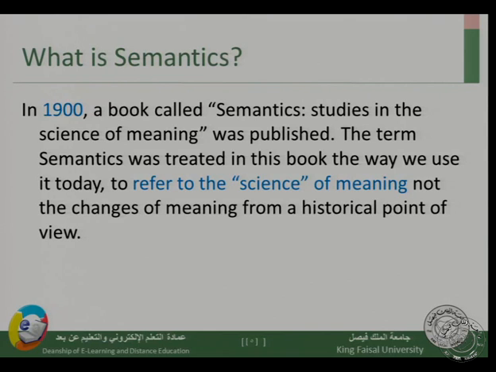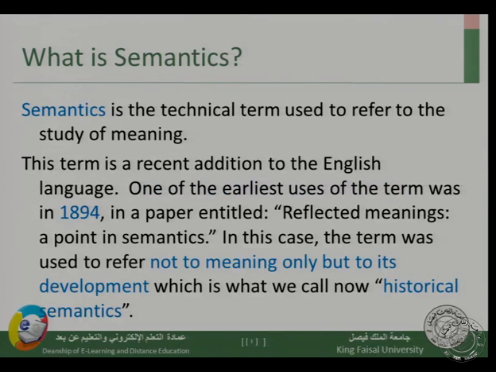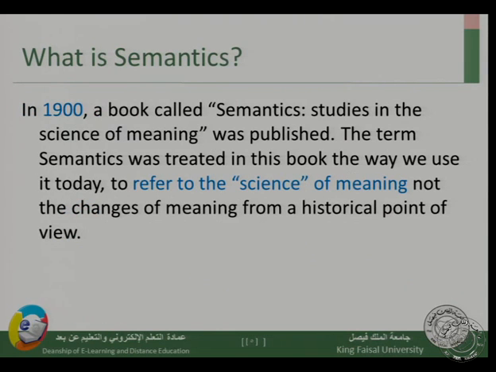So two dates to remember: 1894, this is the beginning of the use, or one of the earliest uses of the term in the English language, but it meant something different. It meant historical semantics, what we know today as historical semantics. In 1900, it was used similar to what we use it today to talk about the science of meaning.